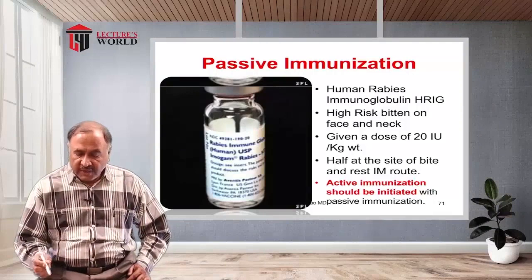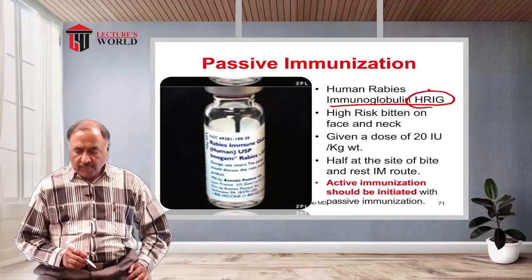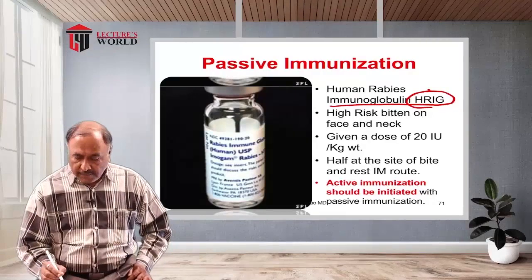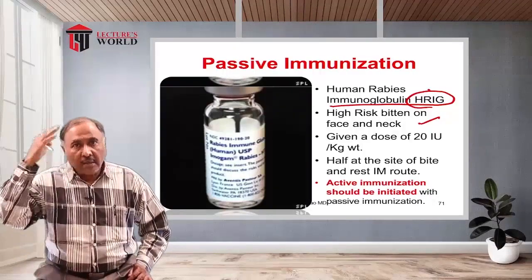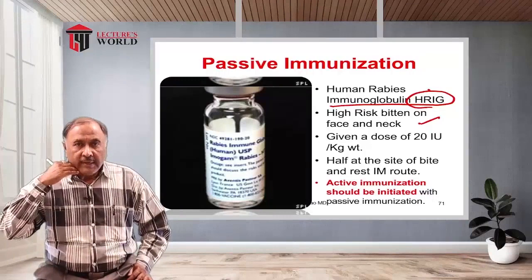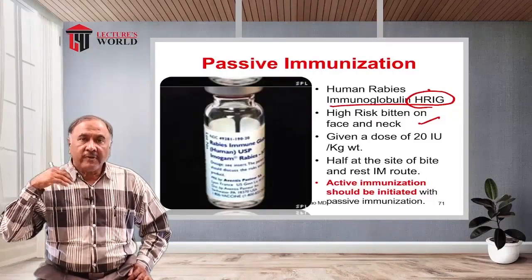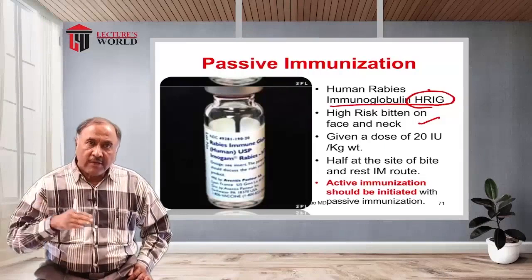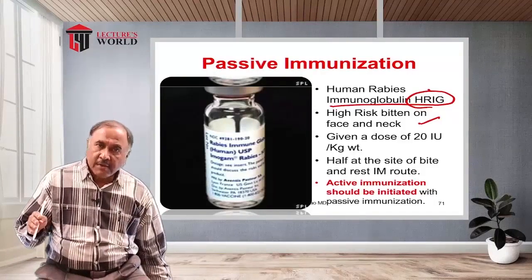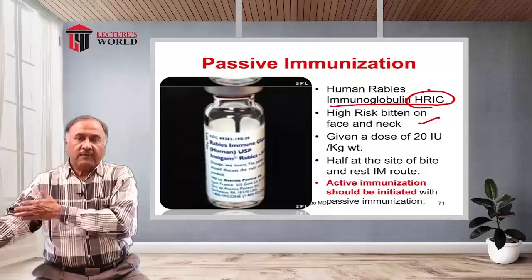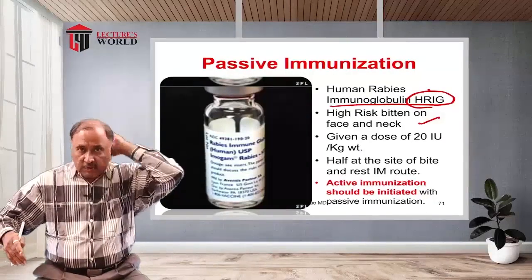So one of the passive immunization agents is human rabies immunoglobulin, HRIG. This is given to high risk individuals bitten on the face and neck. As described earlier, the time for transmission of the disease depends upon the position of the biting. If it is bitten in the legs or in the arms, then the virus will travel from the peripheral nervous system to the central nervous system at the back, and then from there it travels to the brain.